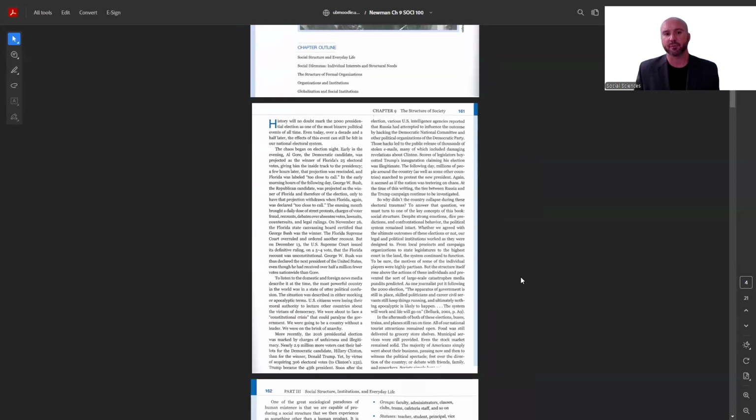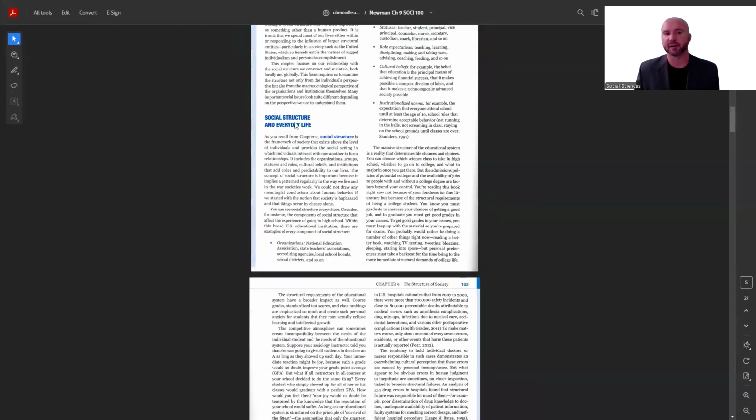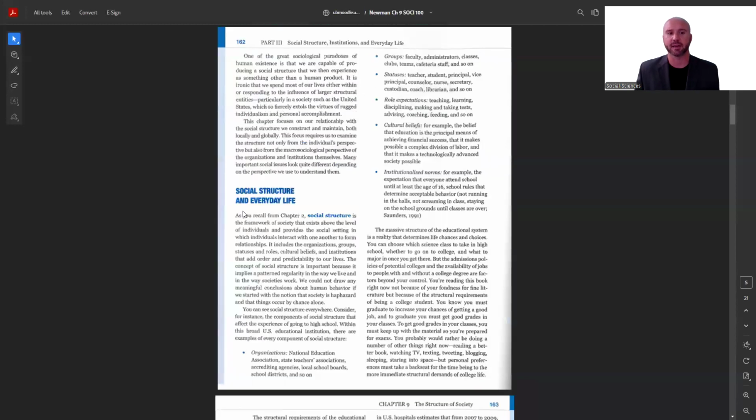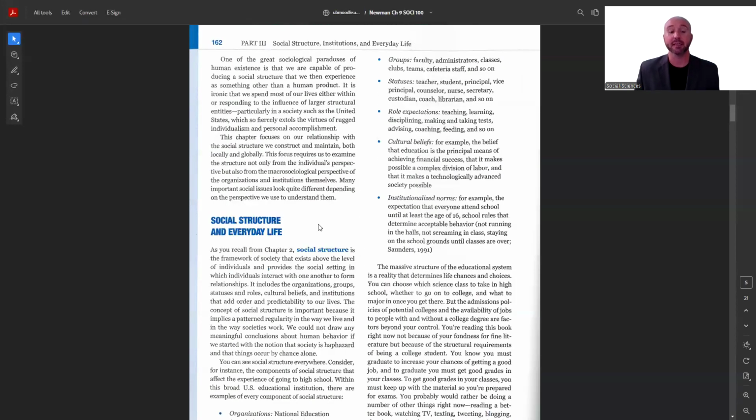Let's start off, though, with reviewing not the opening chapter vignette, but the very first section in which Newman talks about social structure and everyday life. Here he says, as you recall from chapter 2, social structure is the framework of society that exists above the level of individuals and provides the social setting in which individuals interact with one another to form relationships. That's exactly what I was just talking about. If you can use your sociological imagination to see the intersection between social structure and our biography, our personal lives, this is what we're talking about.